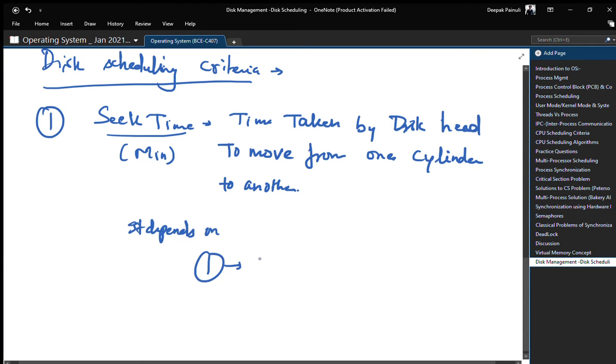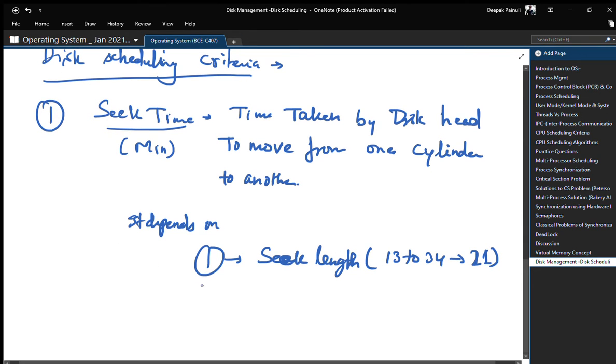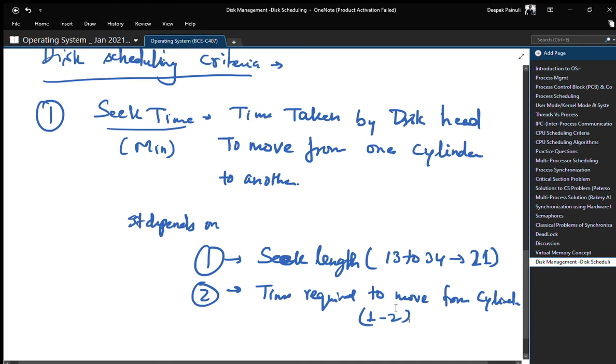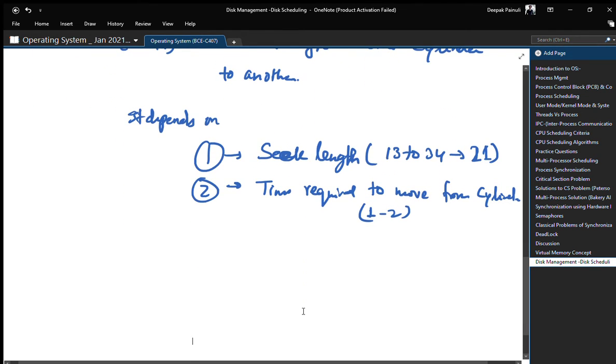First, seek time depends on seek length. For example, if the head moves from cylinder 13 to cylinder number 34, that means the seek length will be 21. 34 minus 13, right? And second, it depends on the time required to move from cylinder 1 to 2, let's say. That is also referred to as the acceleration factor. So seek time depends on seek length and the acceleration factor of a head, right?